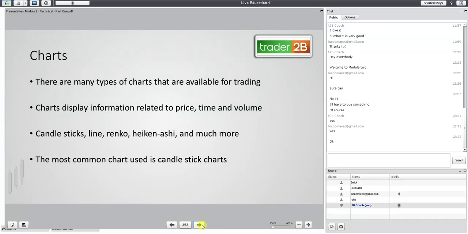So moving on, charts. There are many types of charts that are available for trading, as I'm sure many of you have known. Charts will typically display information related to price, time, and volume. From the chart types that we have, there are many, many different chart types.